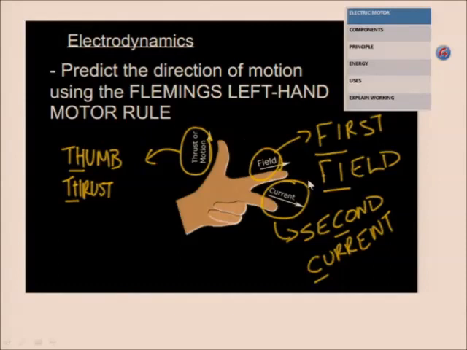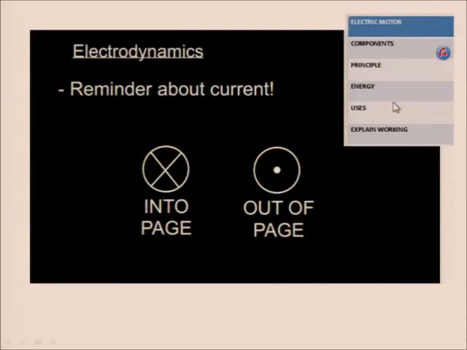All right, so what have we looked at so far? We've looked at the energy conversion, and we've looked at the principle, and we started to look at explaining the working. All right, let's go on. Now, before we do the rest of electrical motors, just a convention, how we want to show the direction of current flow.